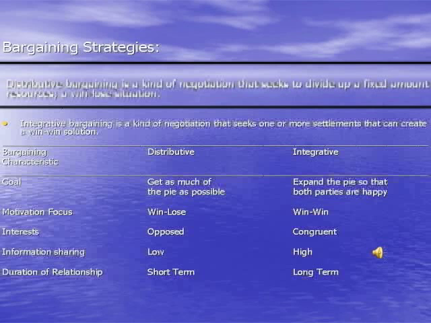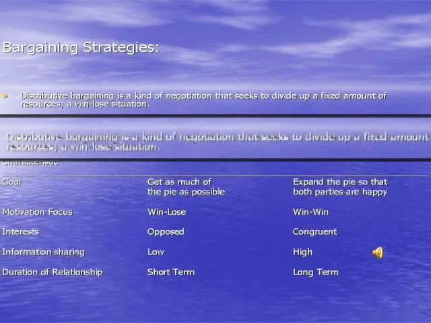In contrast to distributive bargaining, integrative bargaining operates under the assumption that one or more settlements can create a win-win solution. Of course, in terms of intra-organizational behavior, all things being equal, integrative bargaining is preferable to distributive bargaining because the former builds long-term relationships. Integrative bargaining bonds negotiators and allows them to leave the bargaining table feeling they have achieved a victory. Distributive bargaining, however, leaves one party a loser.